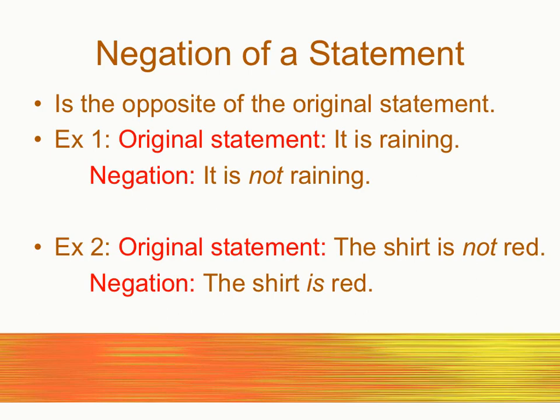But in these two examples, we're going to just either insert the word not or take it out. So in example 1, my original statement is, it is raining. To state the opposite of that, we would say, it is not raining. And that would be the negation. If it already has the word not in it, like example 2 here, and it says the shirt is not red, the opposite of that would be the shirt is red. So when you negate the statement, we're basically stating the opposite.